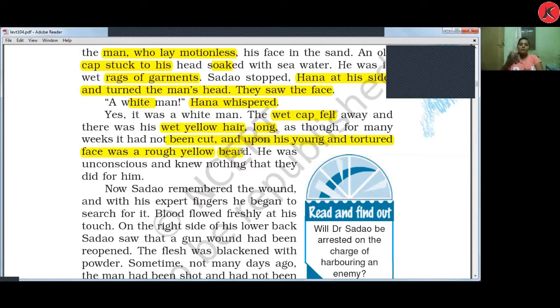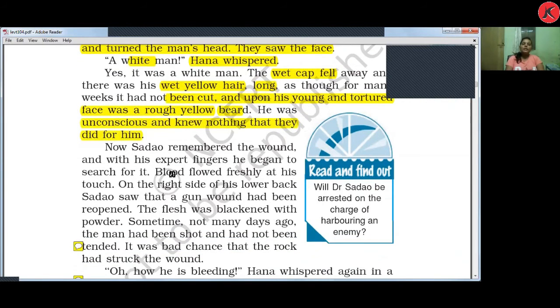It means that he was tortured. He was unconscious, knew nothing that they did for him. Okay. Now this man was unconscious, and he did not know that these two people were watching him. Now Sadao remembered the wound, and with his expert fingers he began to search for it. Now Sadao was a surgeon, so with his expert fingers he was moving his fingers around his back to find out the wound. Blood flowed freshly at his touch.